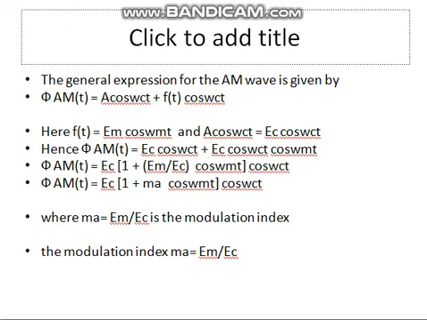Next, we derive the amplitude modulation equation in terms of modulation index. We know that the modulation index is equal to the maximum amplitude of the modulating signal divided by the maximum amplitude of the carrier signal. In the equation, when we take the carrier amplitude common, we get E_c (1 + E_m/E_c cos omega_m t) cos omega_c t, where E_m divided by E_c is equal to m_a, that is the modulation index. So we get the modulated equation in terms of modulation index.